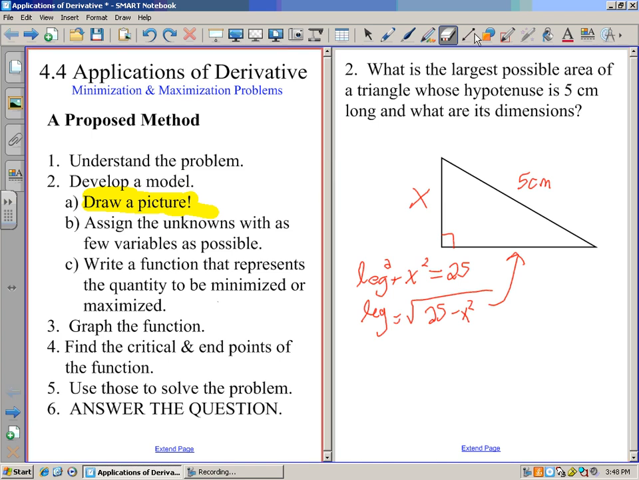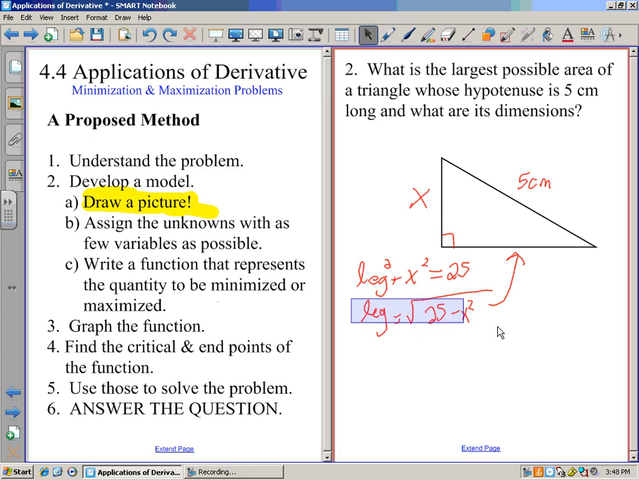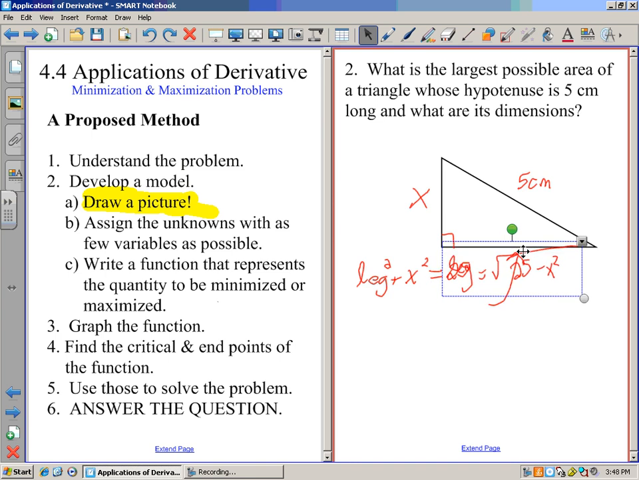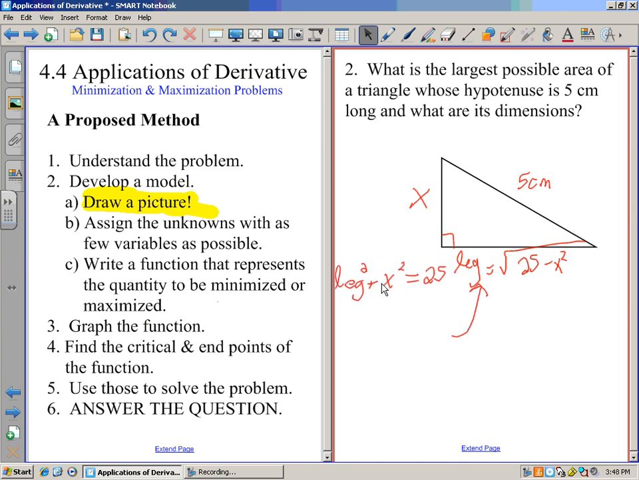Okie dokie. So now I have a picture. I'm going to go ahead and move this. There, let's do this. So we have that this leg is the square root of 25 minus x squared. This leg is x, and this is 5 centimeters long.